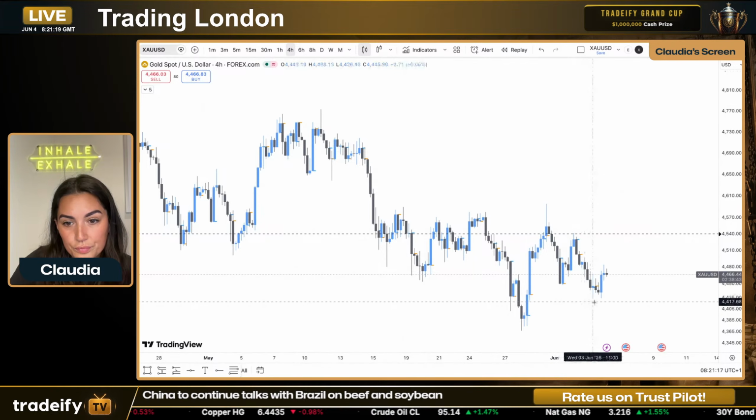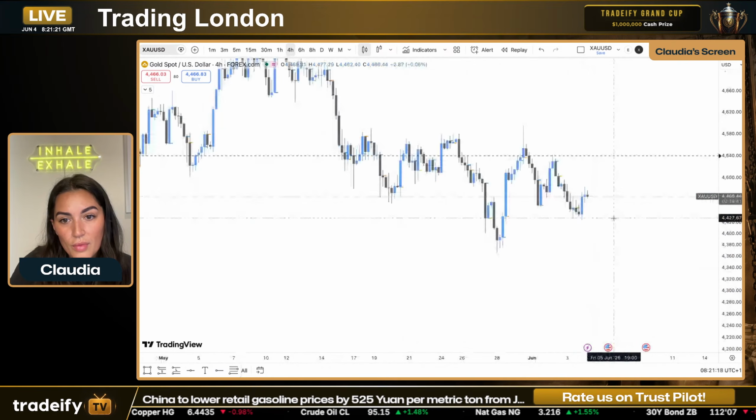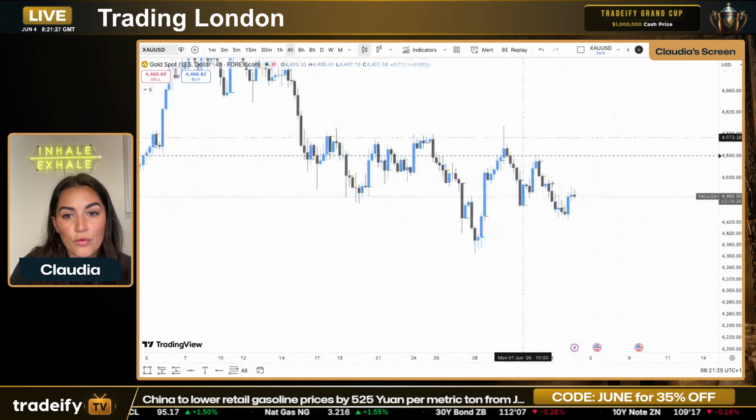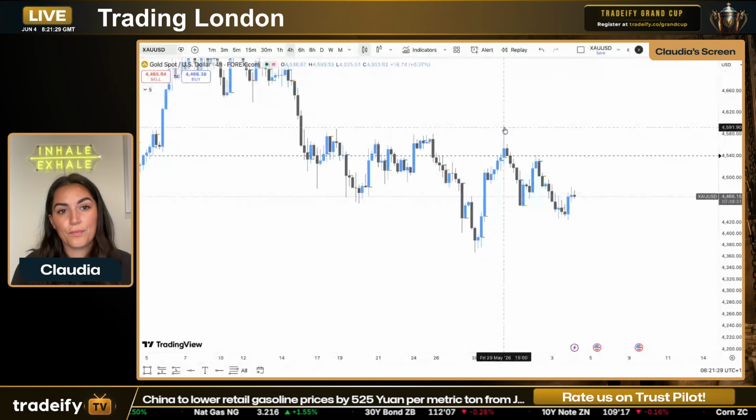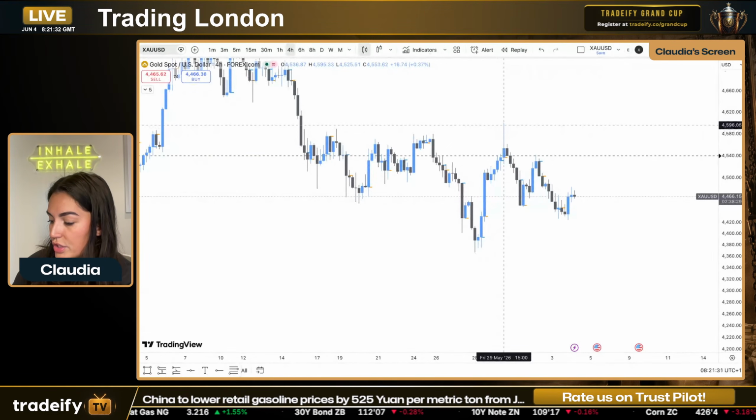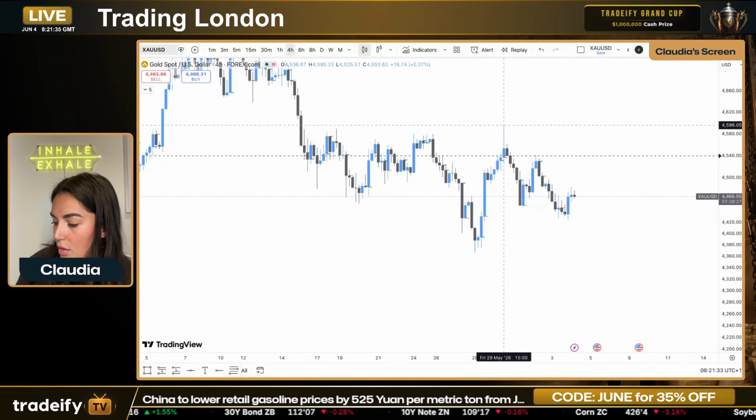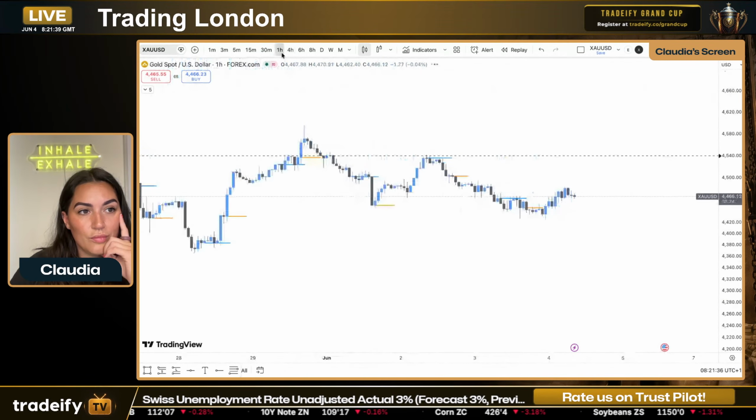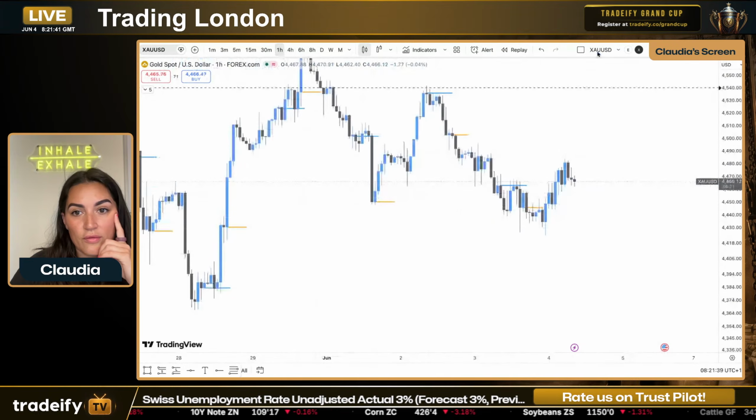So yes, we have this really nice bullish engulfing candle here on the 4-hour, but we're seeing lows breaking and highs holding. So again, 4-hour bearish. So far it's looking like I would want to be looking for sells today.